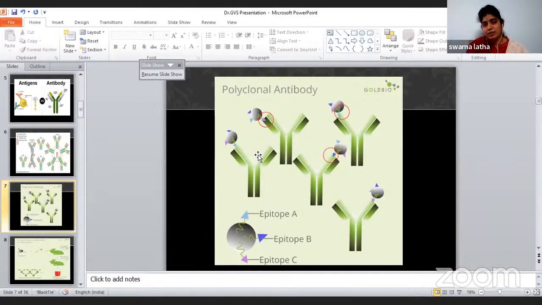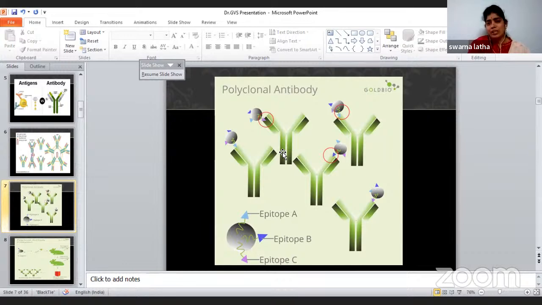You can observe here, the antibody can bind with epitope A and with epitope C as well as with epitope B. That means there is a lack of specificity. So a group of antibodies that has been generated from a group of B cells, which can bind any epitopic region of an antigen, is called a polyclonal antibody.